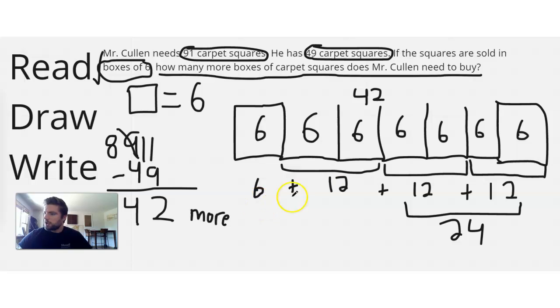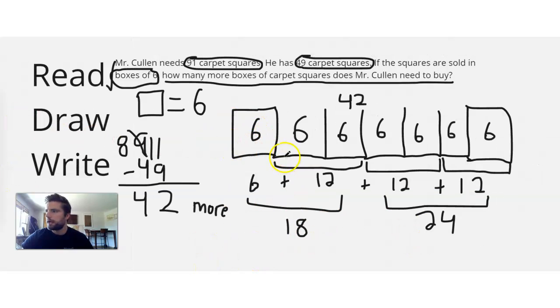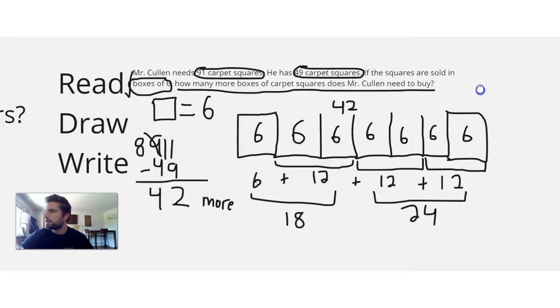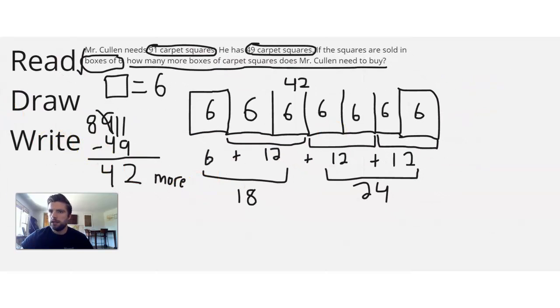And then we have 6 plus 12. I'm going to start at 12 and count on. 13, 14, 15, 16, 17, 18. So 6 plus 12 equals 18. Now let's see if 18 plus 24 gives us the 42 that we need. And I'm running out of room a little bit, so I'm going to zoom out and just keep on trucking. All right.